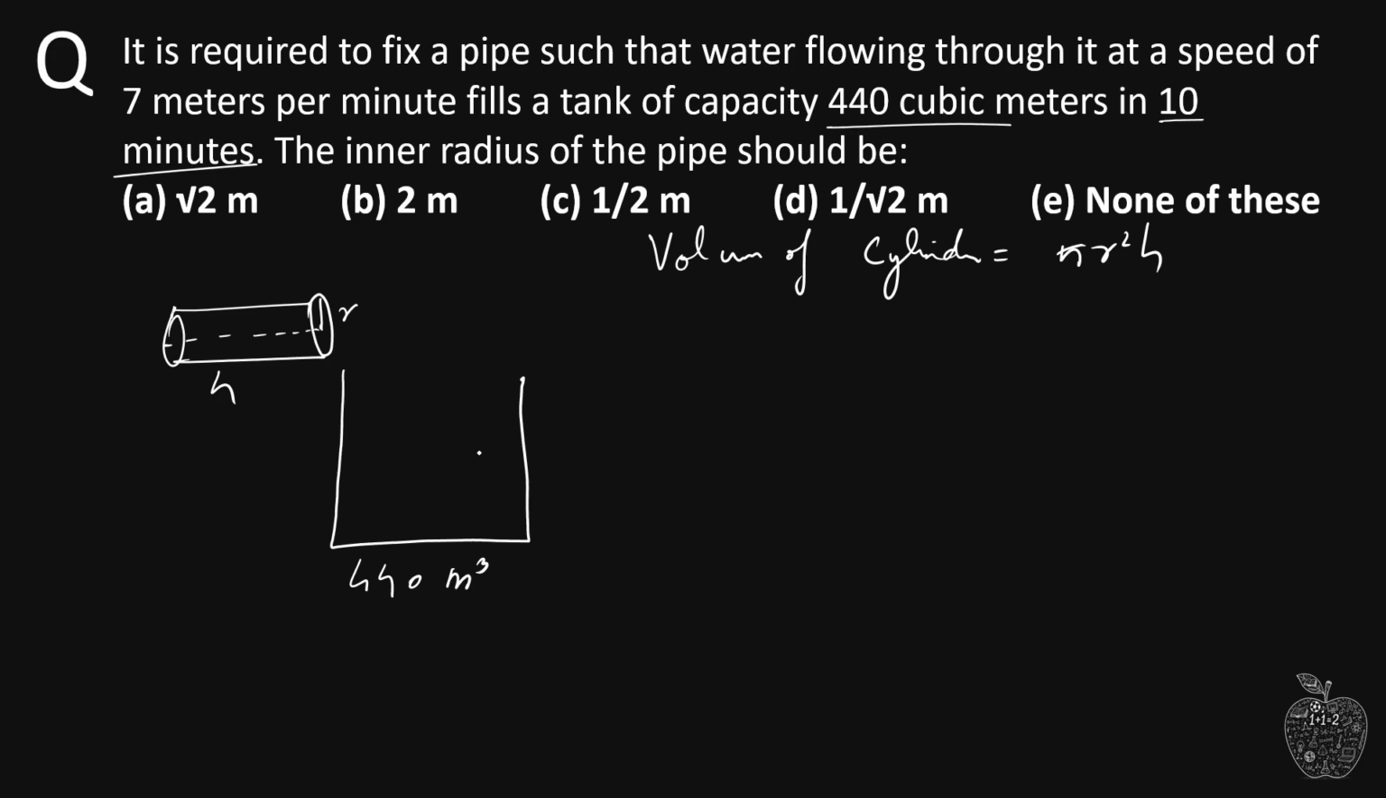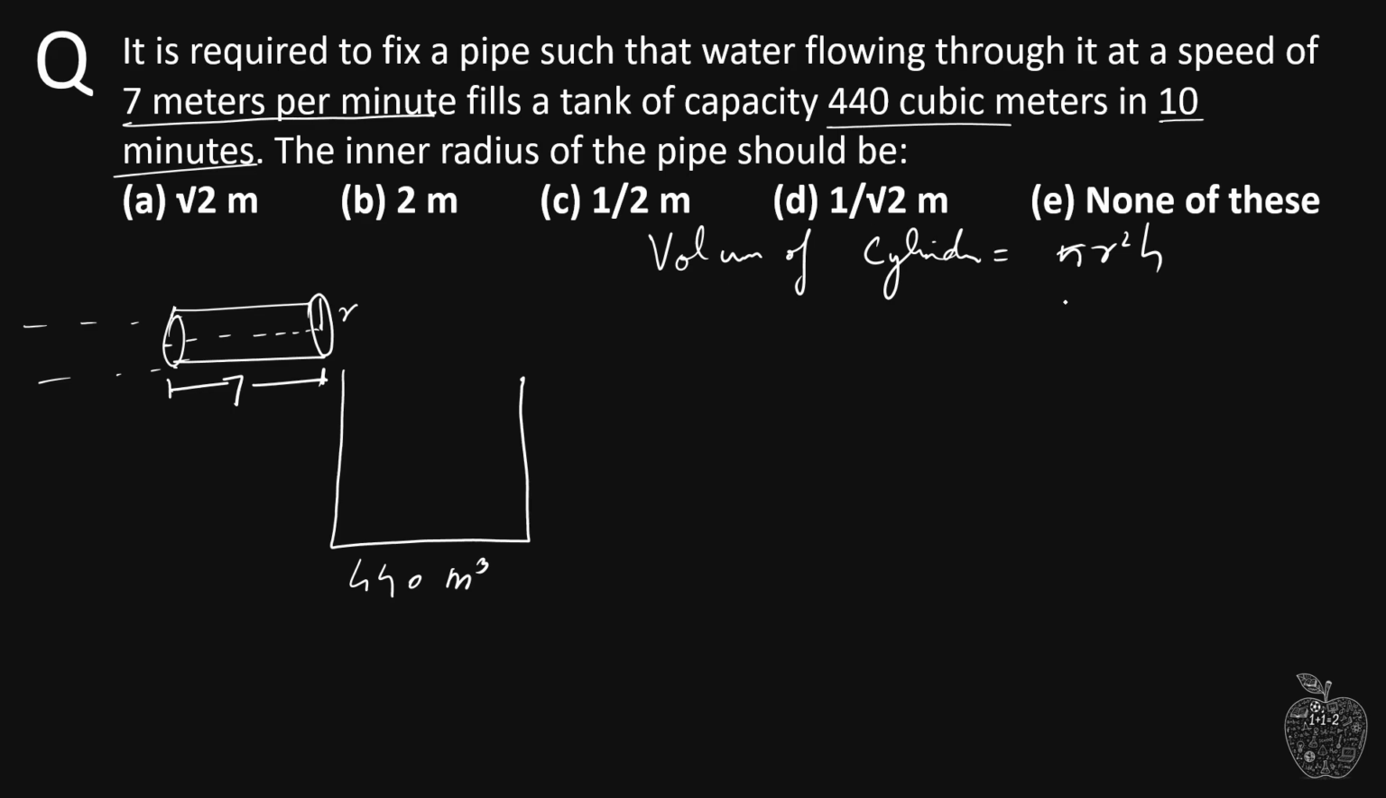Now pay attention here to how I am using this question in my favor. We are told that water is flowing through the pipe at a speed of 7 meters per minute. The pipe is filling this tank at a rate of 7 meters per minute. So what I'll visualize is, I know there is this long pipe, but I won't care about this entire pipe. I'll just take this part, and let's say the height here is 7. So that means 7 meters per minute is filled.